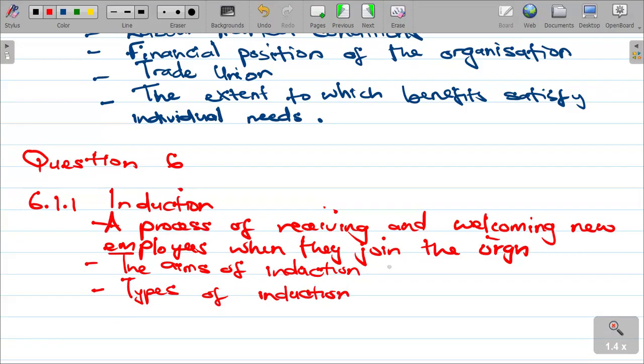One of the aims of induction is to make sure that his first days are made easier so that he becomes more productive as soon as possible, and also to meet the employee's realistic expectations. Types of induction: organizational induction, departmental induction, and employee induction, etc.